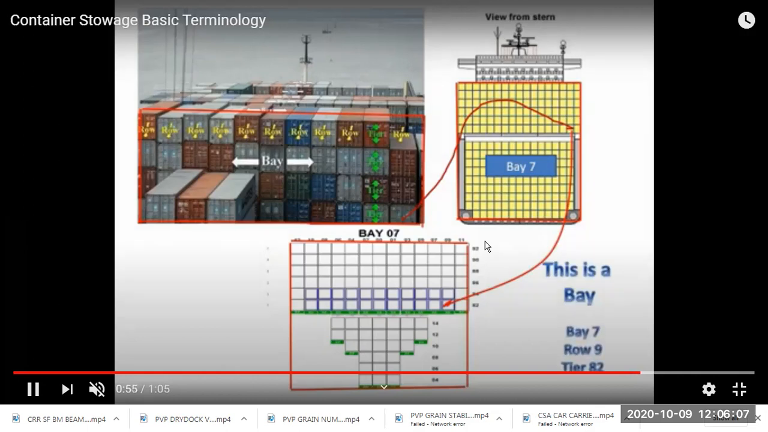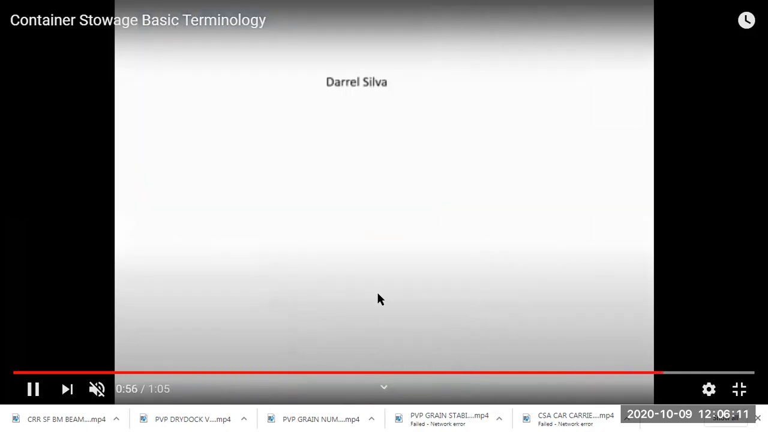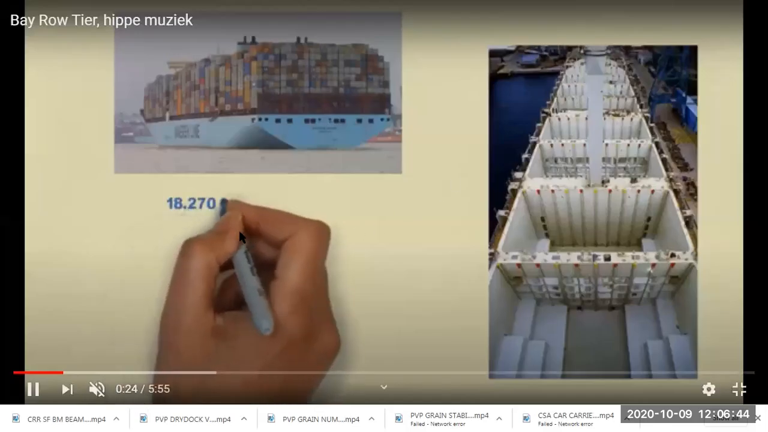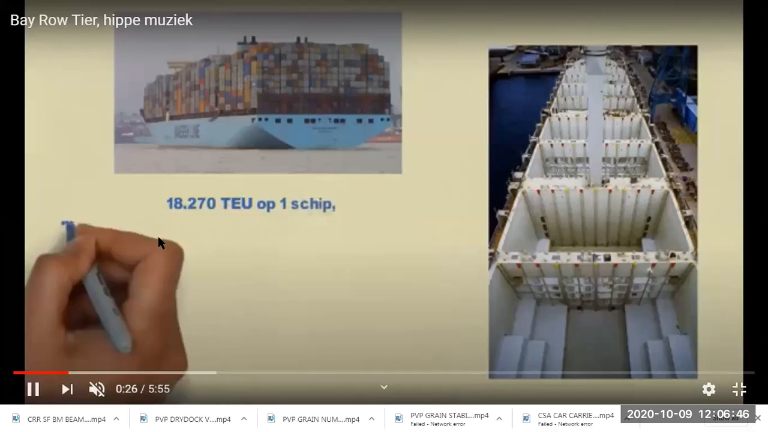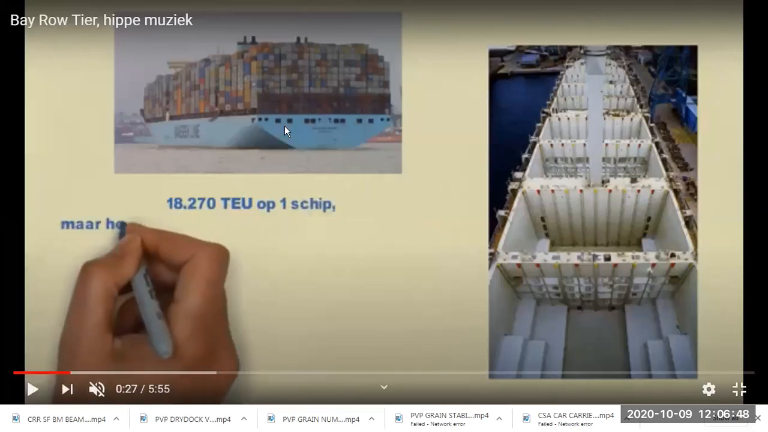This is bay 7, row 9, tier 82. So this we will understand, what is bay, row and tier. So now we are going to understand bay, row and tier. You can see here, these are the different cargo holds, and these are different rows that come from the center line.